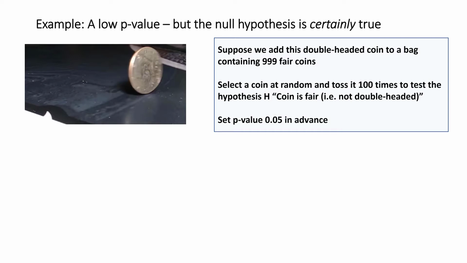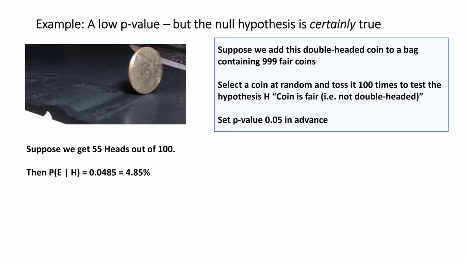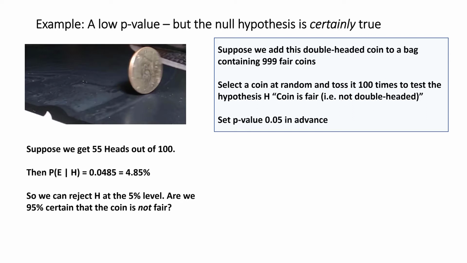Suppose we get 55 heads out of 100, then the probability of getting that evidence, if the hypothesis is true, fair coin, is 4.85%. That's less than 5%, so we can reject the null hypothesis at the 5% level. Are we 95% certain that the coin is not fair? No, in fact it's 100% certain that the coin is fair.